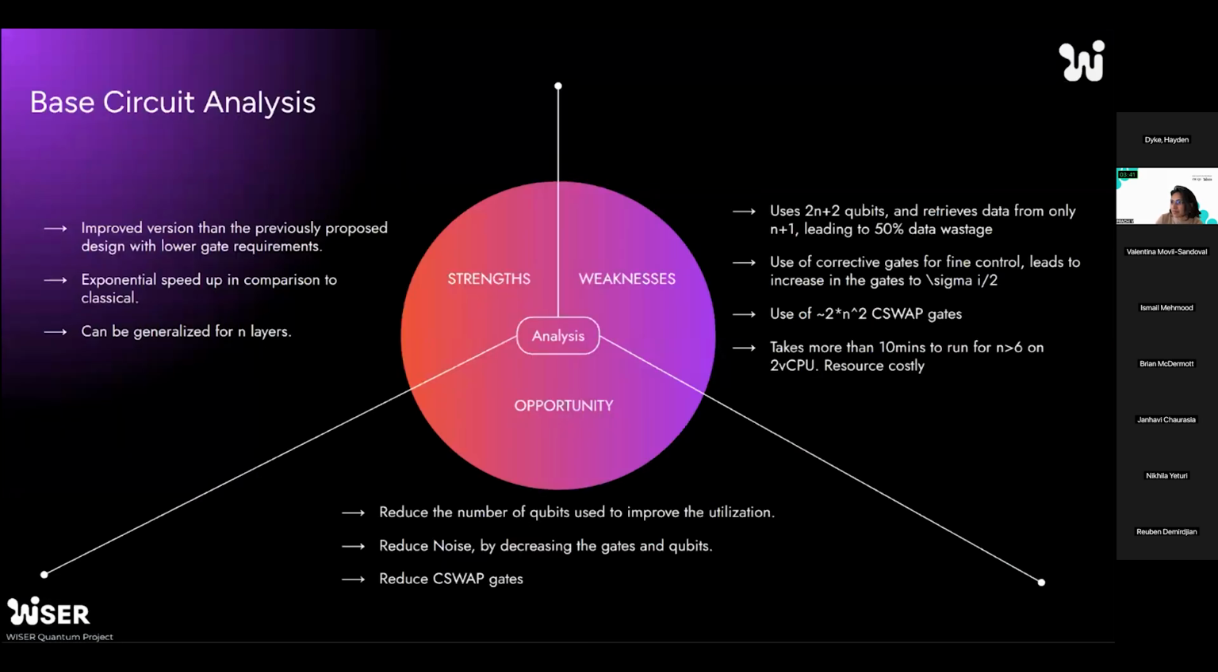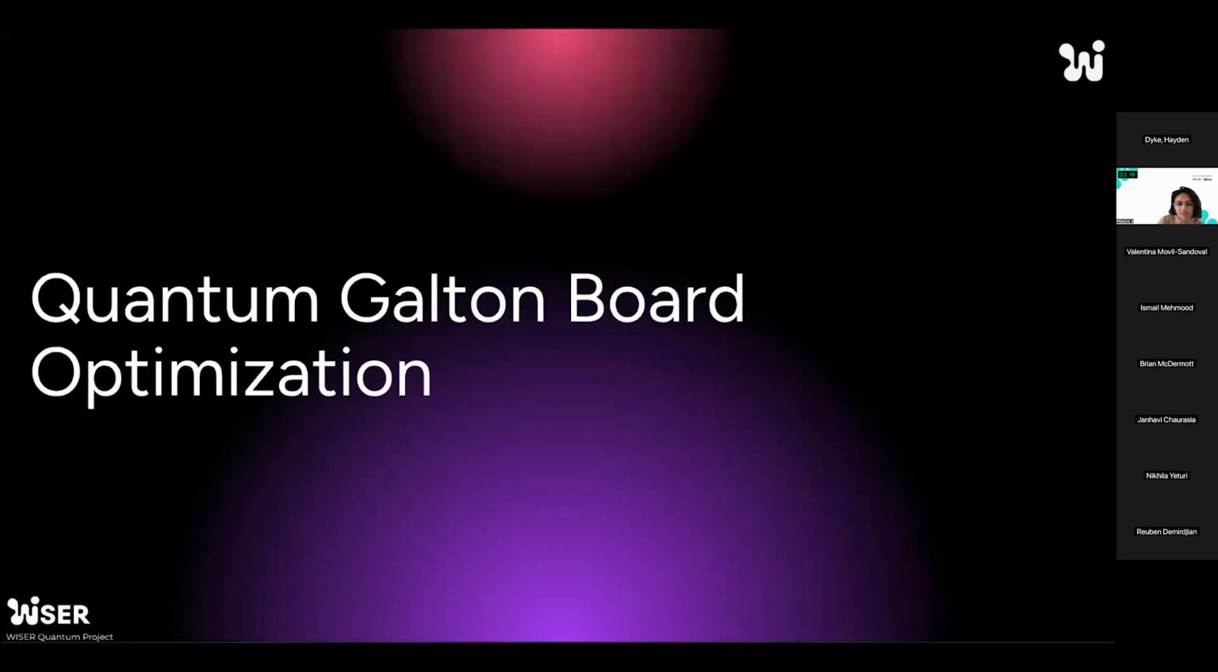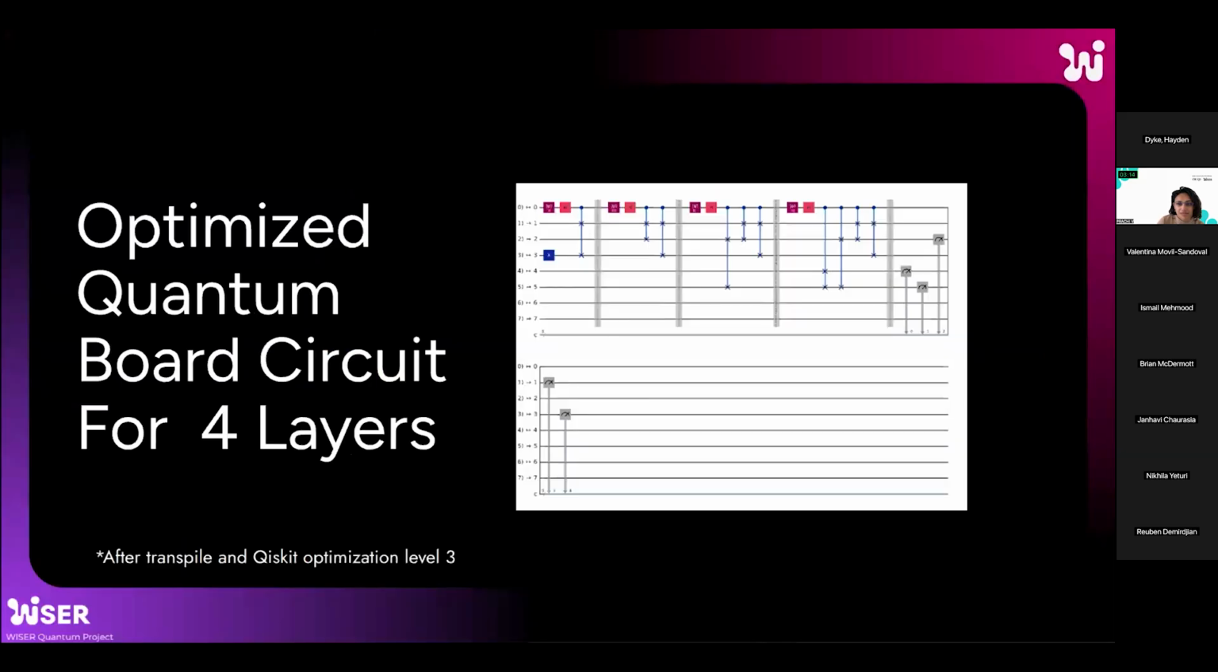We analyzed the base circuit that we had, and we found it had certain weaknesses. We were using 2n+2 qubits to implement this, and we were only using n+1 qubits to get the distribution data. So we were wasting 50% of the qubits. Also, it was using a large number of C-swap gates, corrective gates, as well as the inverted C-NOT. So we wanted to reduce that too. We worked on those areas and we were able to optimize. And this is the optimized circuit that we got for the quantum Galton board.